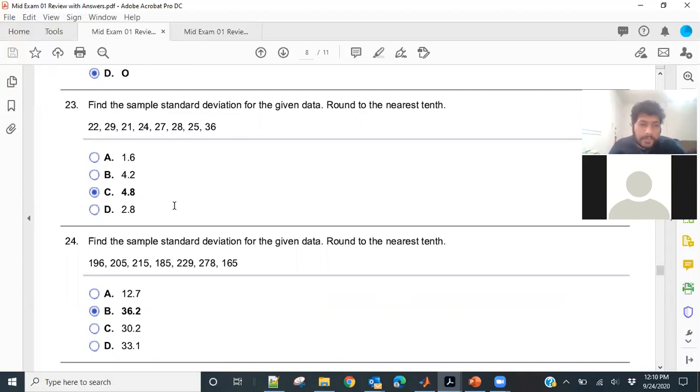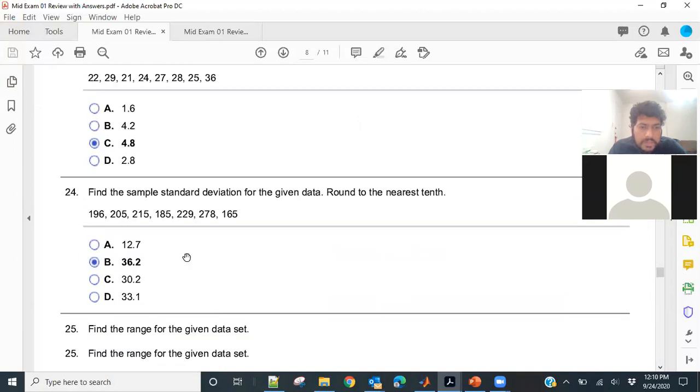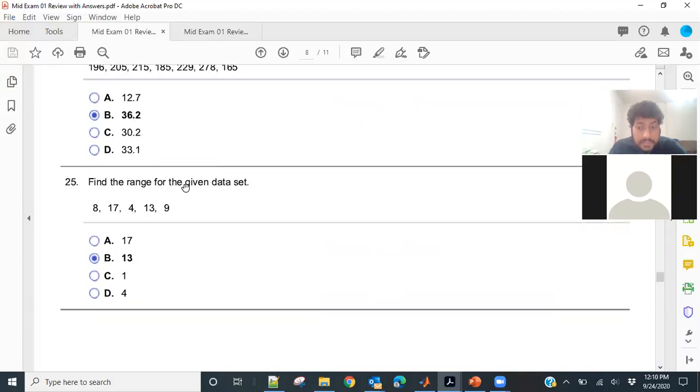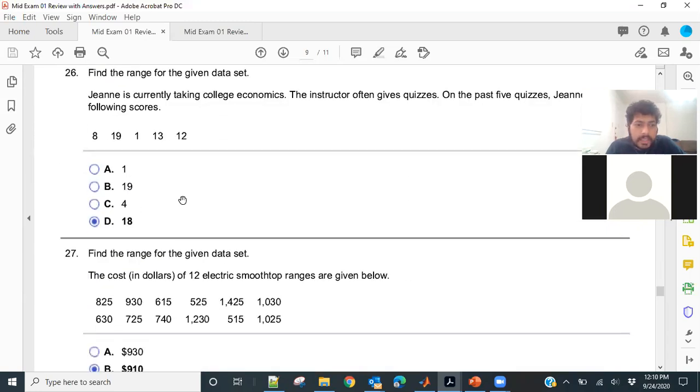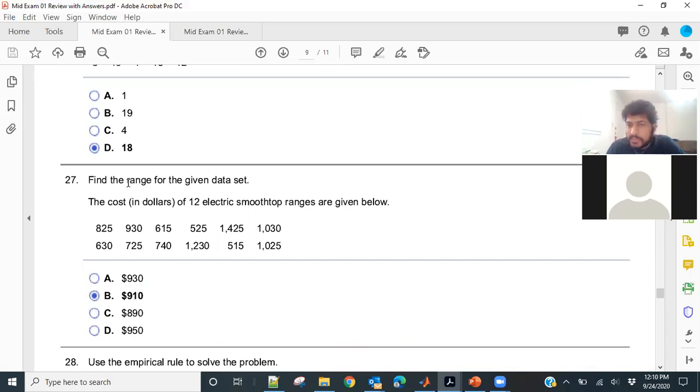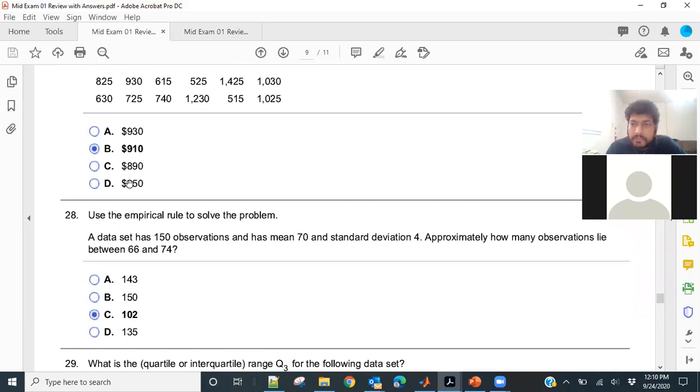Okay, next one is also to find the sample standard deviation. Range, I told you how to find range: maximum value minus minimum value. Here the maximum value is 17, the minimum value is 4. Okay, so 17 minus 4 is 13. Again, find the range. 27, find the range. Maximum minus minimum.